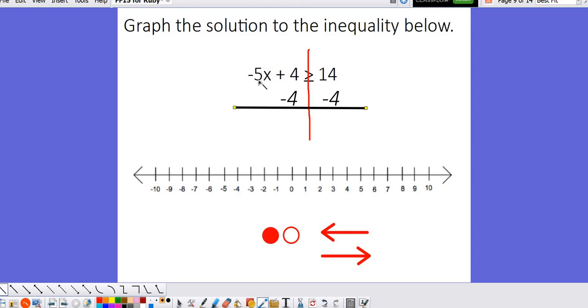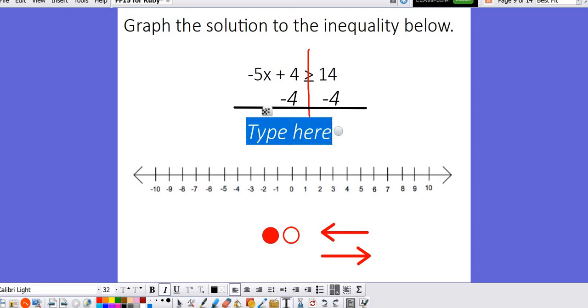Okay, and then this negative 5x is going to move down. All right, so I've got a negative 5x that moves down, plus 4 minus 4 goes away. I've still got greater than or equal to, and then 14 minus 4 gives us 10. So now let's think about what our next step is going to be.